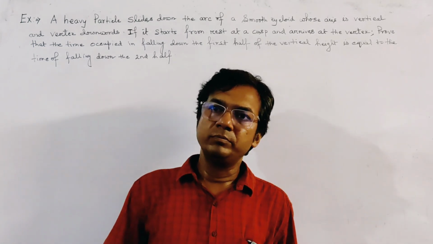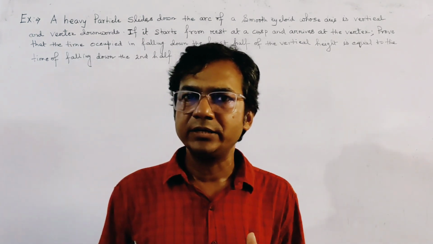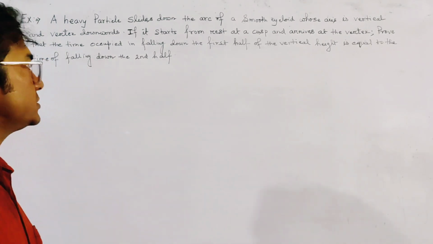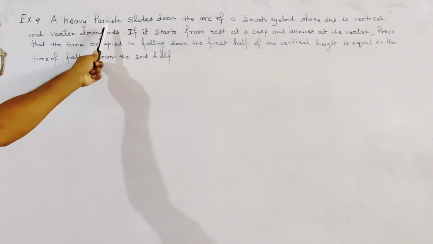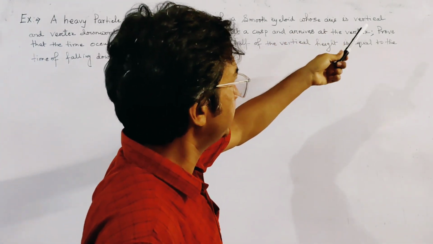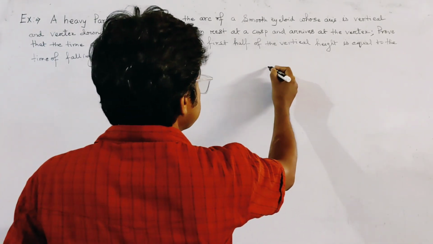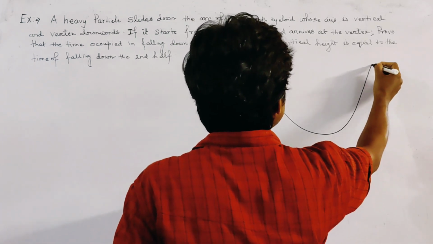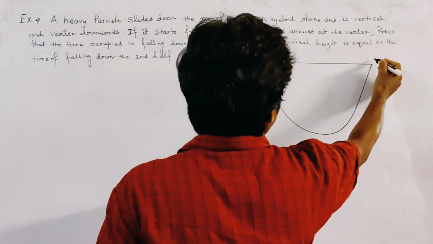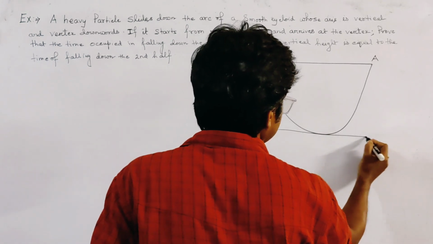This problem from constrained motion of particle dynamics is a problem of cycloidal motion. The problem is: a heavy particle slides down the arc of a smooth cycloid whose axis is vertical and vertex downwards. We draw a rough sketch of the cycloid like this. These are the two cusps A and B. Let the vertex be at O.